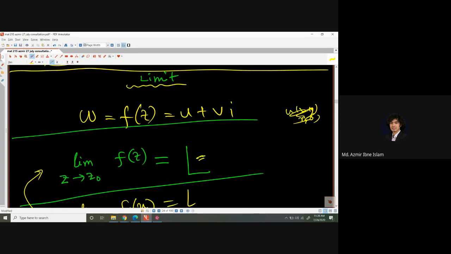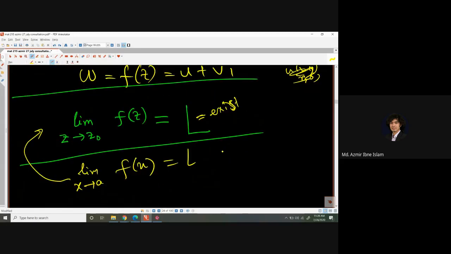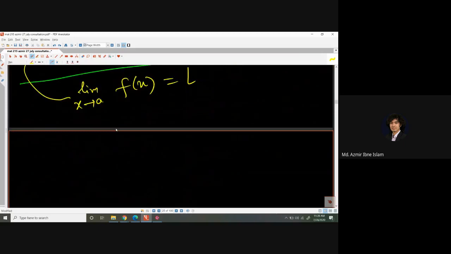If this limit exists, that means the limit may exist, it may not, okay? That means we may get an undefined part. At that time we can say the limit doesn't exist. So here you can see that I have written the limit as z tends to z0 of f of z equal to L.